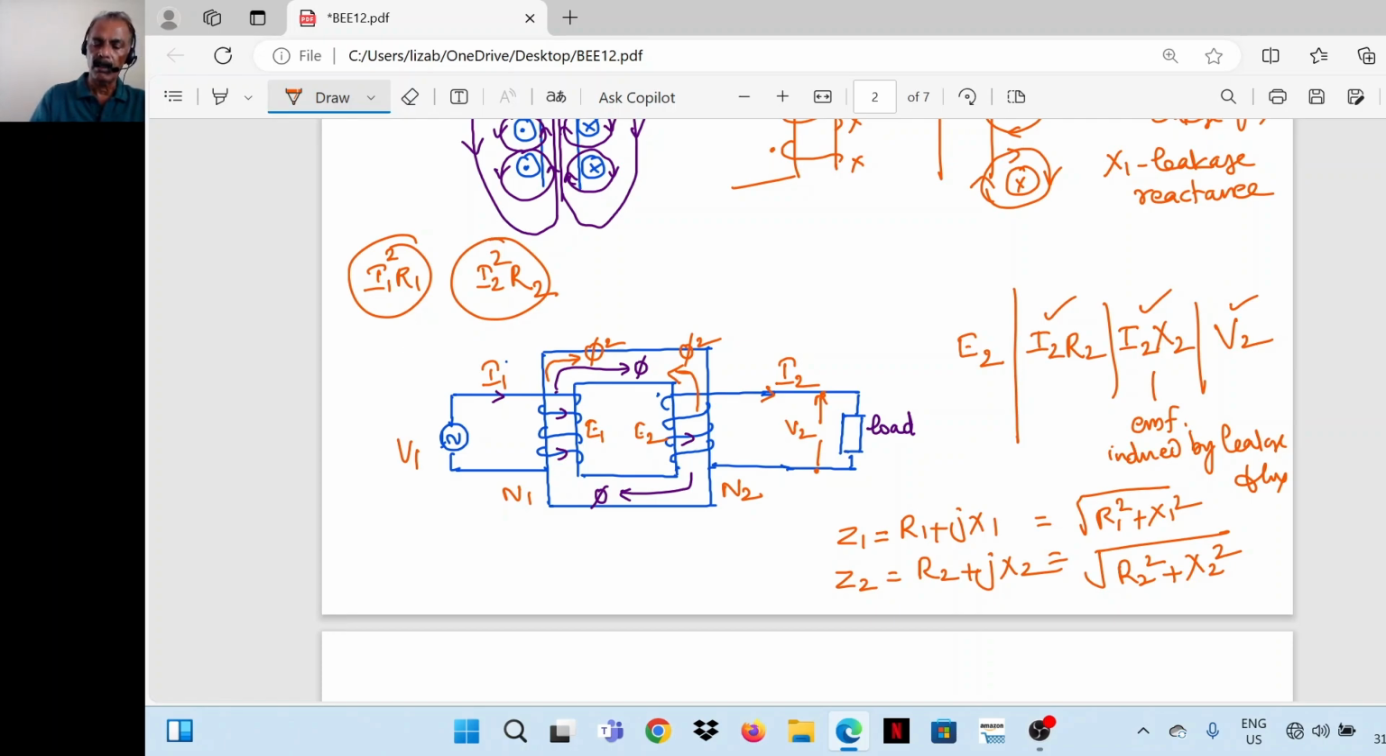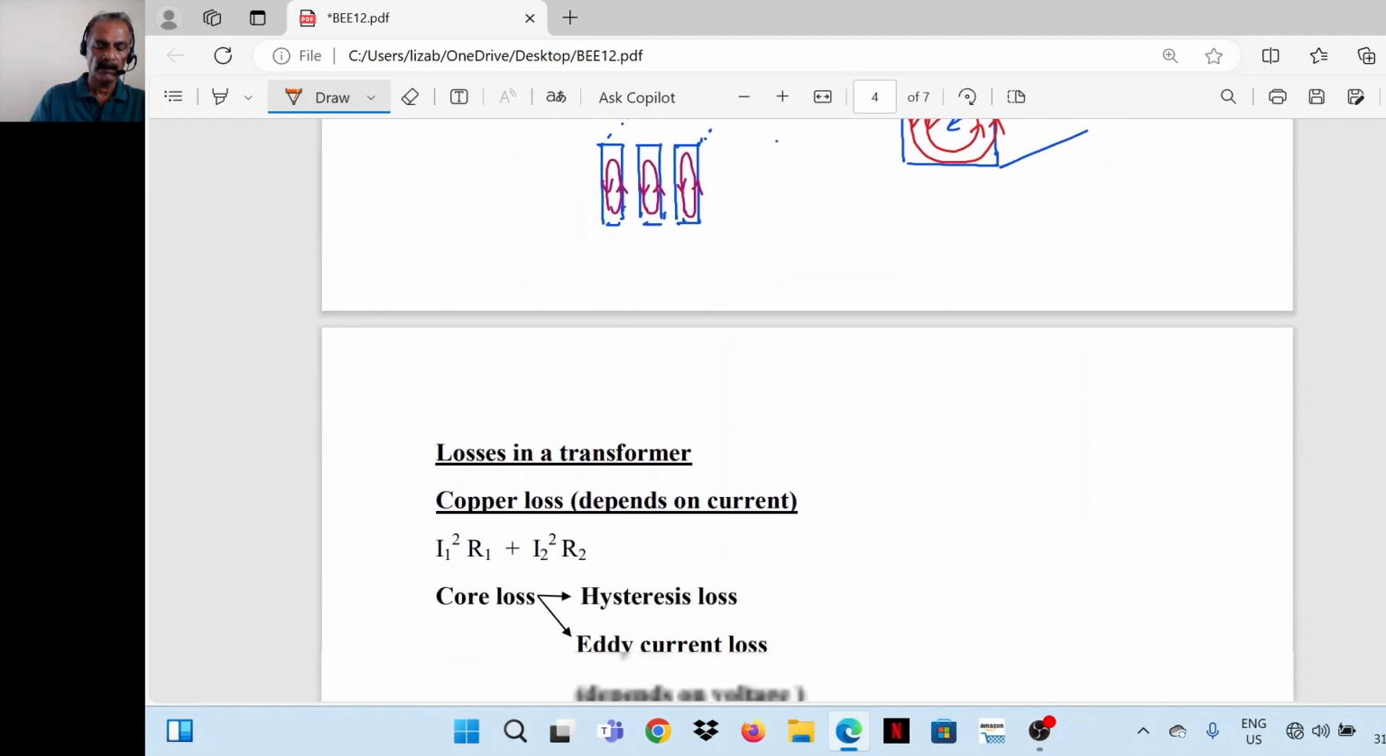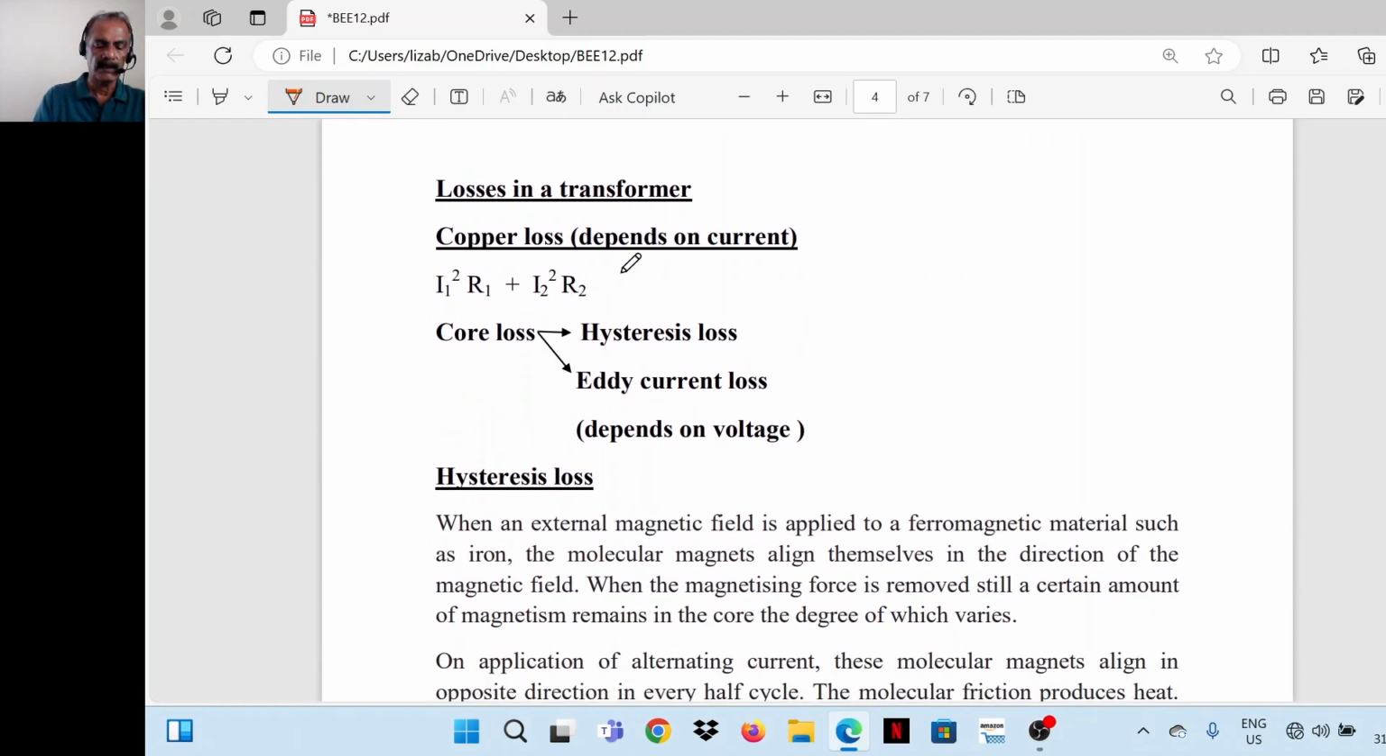This is called copper loss. So the power losses in a transformer, first one is copper loss. And copper loss depends on the magnitude of current. So in the primary circuit, current is I1. Primary winding resistance is R1. So the power dissipated as heat in the primary circuit is I1 square R1. I2 is the secondary current and R2 is the resistance of the secondary winding. So power dissipated in the secondary circuit is I2 square R2. So add these two, that is the total copper loss in the transformer.